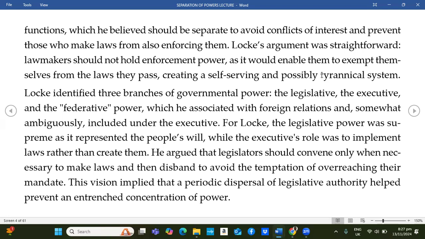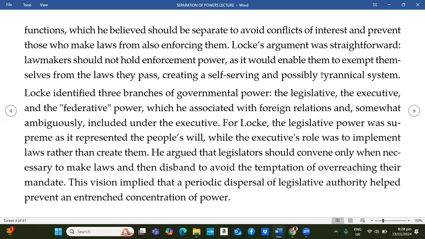Yeah, so Locke identified 3 branches of governmental power. He identified the legislative, the executive, and what he called the federative power. And he associated the federative power with foreign relations, and in a very ambiguous fashion also put it under the executive.